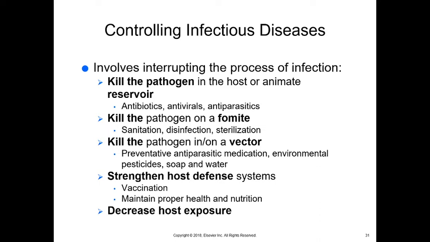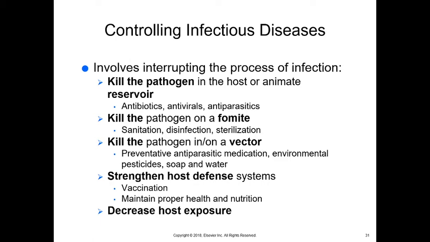Controlling infectious diseases involves interrupting the process of infection. So first, we could kill the pathogen in the host or inanimate reservoir. We can use antibiotics, antivirals, antiparasitics. And with the coronavirus, you've heard of people trying all sorts of different methods of trying to kill the pathogen in the host or inanimate reservoir.